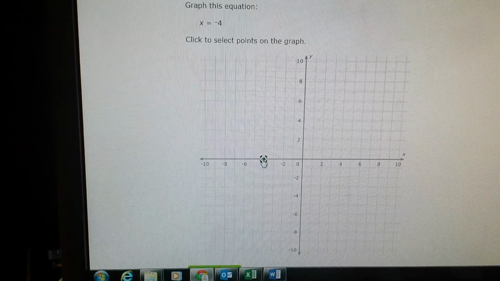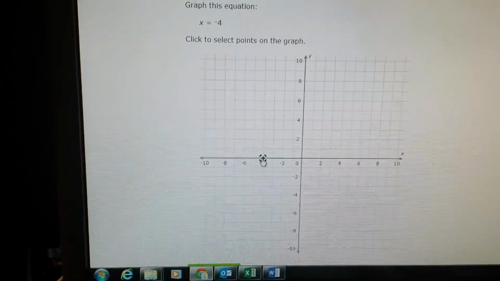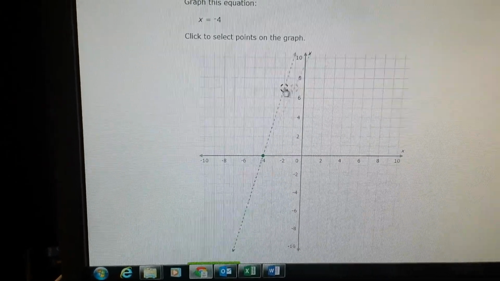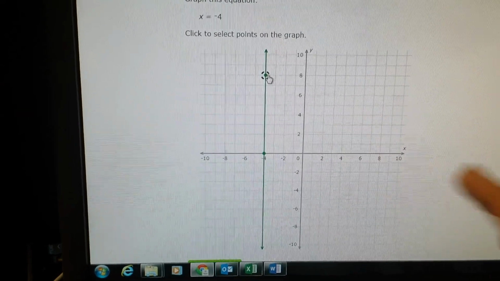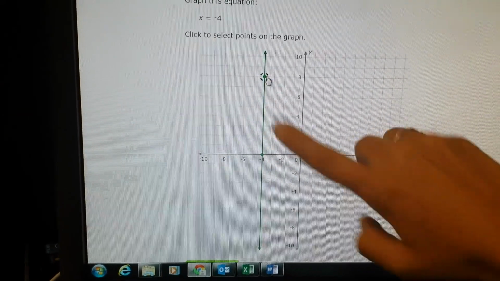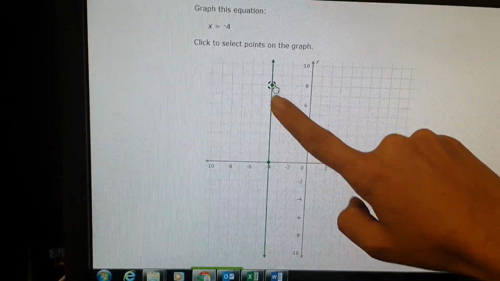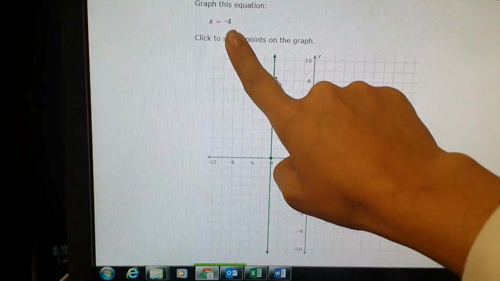Alright, x is equal to negative 4. So you go to negative 4, you put a point there. Always opposite of what you think. So instead of putting it flat, you're going to put it vertical. Check 2 points. So I'll check that point that I did. It's negative 4, 8. So you see x is equal to negative 4. So you're good.